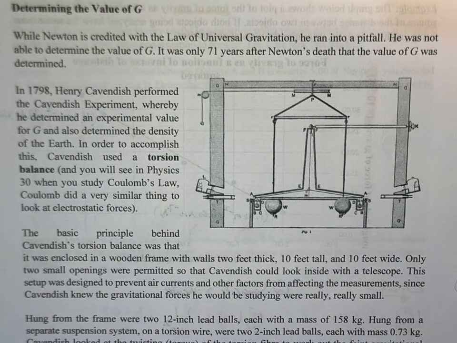Now, a question that you may have had is, we said that Newton developed this law of universal gravitation, but he didn't actually get the value of G. The value of big G only came about 71 years after Newton's death. So we might ask ourselves, okay, if Newton didn't get the value of G, who did, and how did they actually get this? It's a good question, and we're going to talk about that just for a moment here.